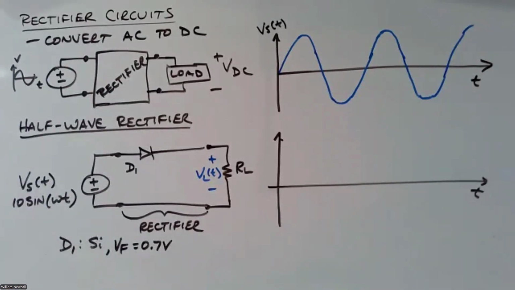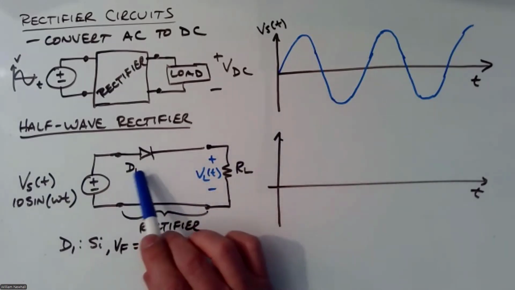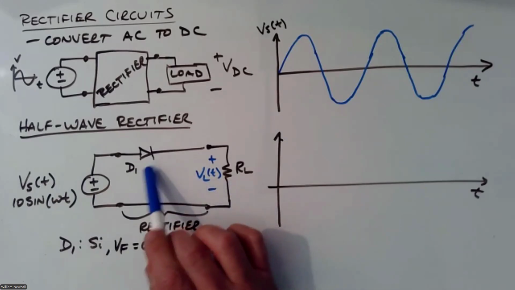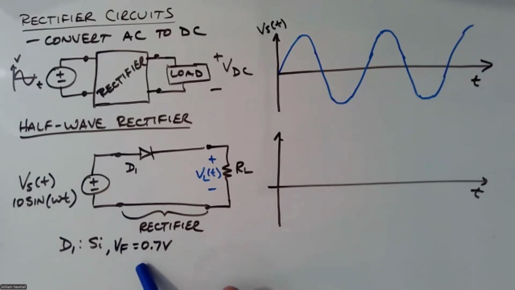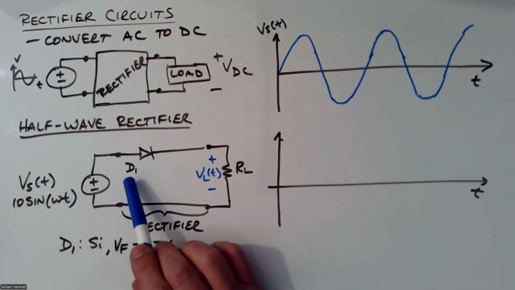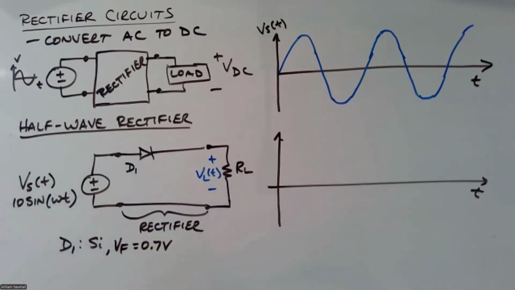Okay, so something like that. And so let's talk about what's going to happen here. We saw in the last problem that when you have a series resistor and a diode, no current is going to flow until the source voltage equals or exceeds 0.7 volts in this case for the silicon diode. So we're going to have no current flowing through this resistor until that source equals 0.7 volts.